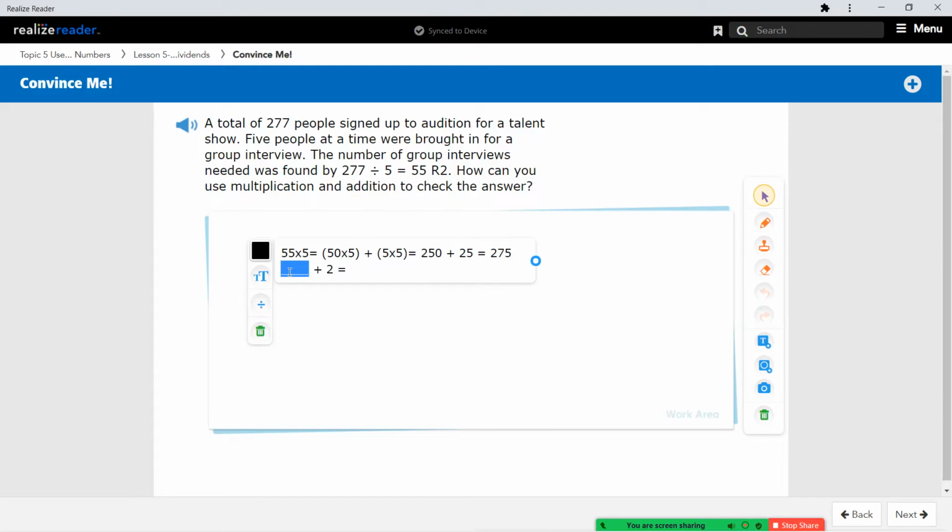Now I'm going to take that 275 and add that remainder of 2 to figure out what I get. So 275 plus 2, 75 plus 2 is 77, so 277. As long as the number I get after I multiply and then add my remainder back in is the same as my dividend in the question, then I know I did my work correctly.